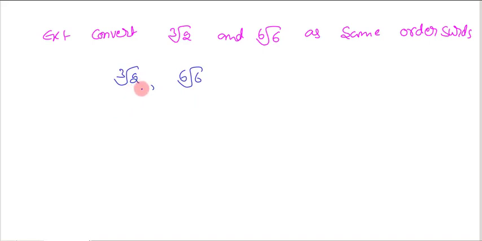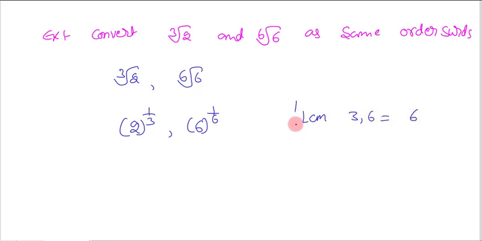So cubic root of 2 I can write as 2 to the power of 1 by 3, and 6th root of 6 I can write as 6 to the power of 1 by 6. And if you observe, the denominators of these powers are 3 and 6. Now let us take the LCM of 3 and 6, that is 6. That means if you get the LCM of the denominators of the powers as 6, now we need to make the two surds of order 6.